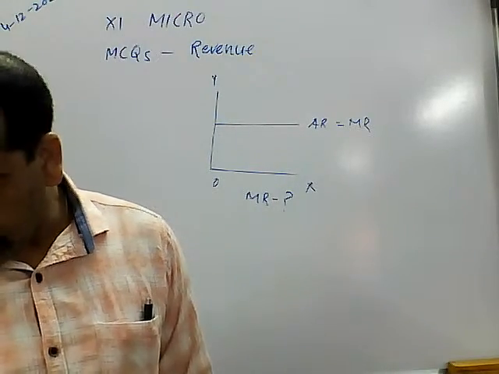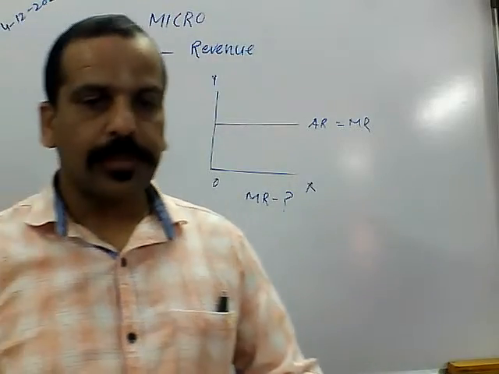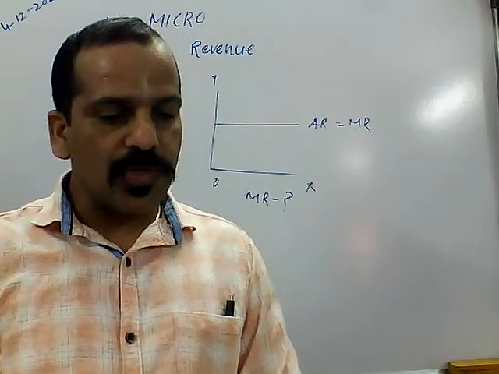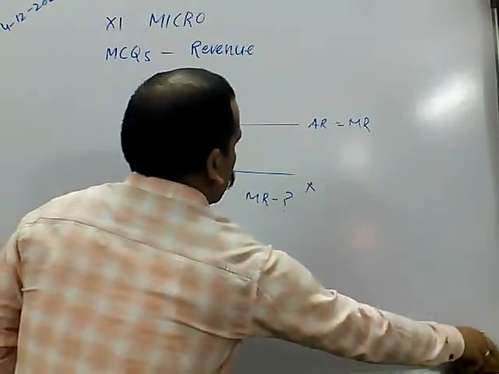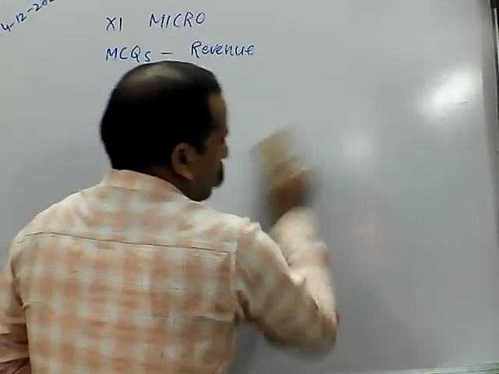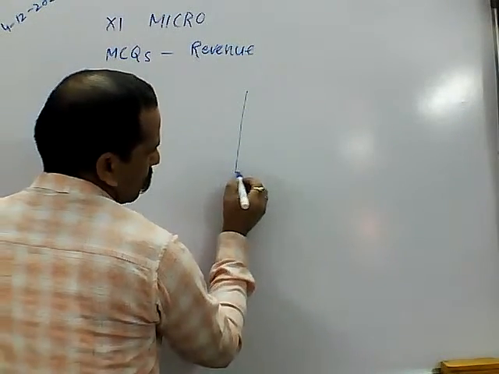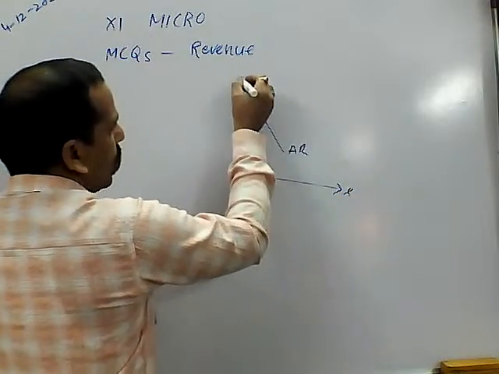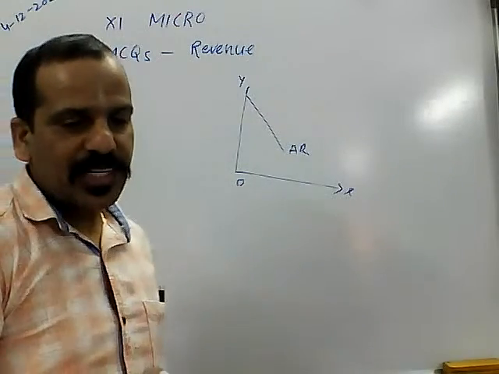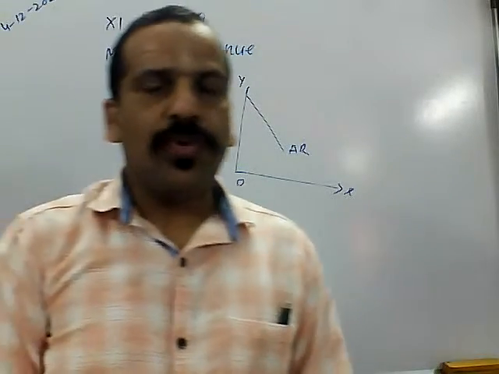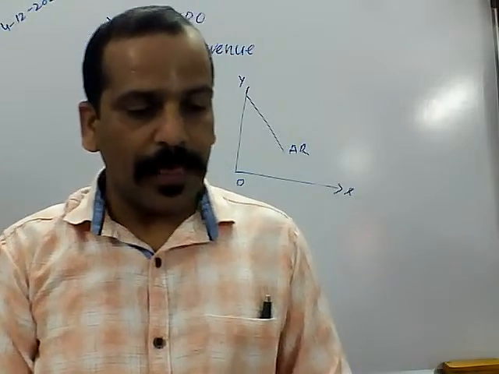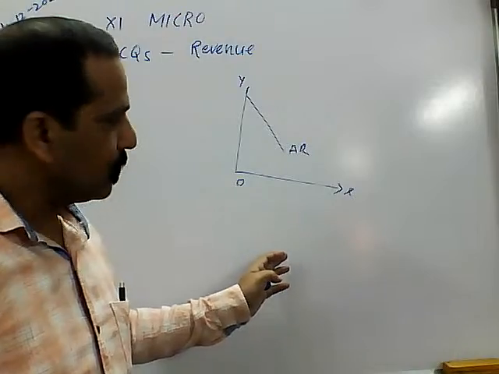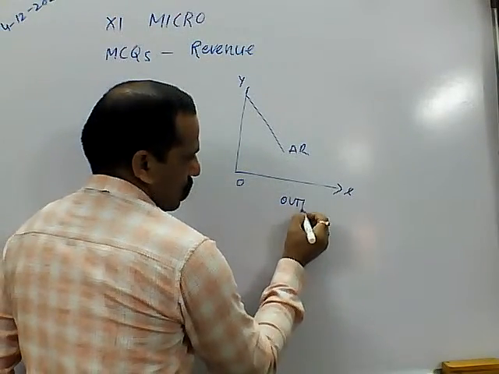Now question number 2. The average revenue curve is downward sloping. Got it? Like this, the AR is downward sloping. OX axis, OY axis. Now the question is that the average revenue curve is downward sloping, so which option is correct? First option: prices fall with the rise in output, and output we are taking on the OX axis.